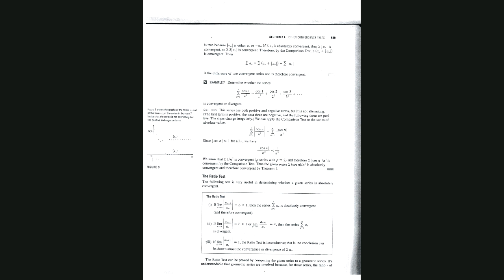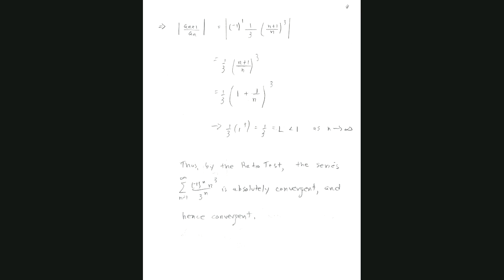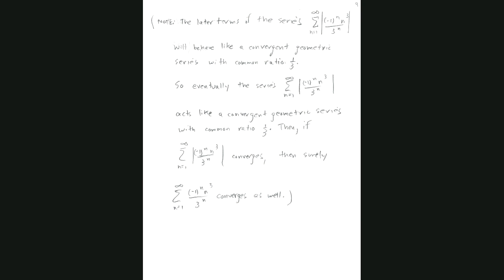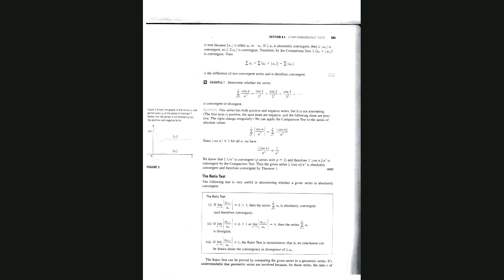And the test that we're going to use is called the ratio test. Okay, let's talk about the ratio test. This is in your ebook, but I have it here as well. So you have a series, and the terms of the series are denoted a sub n.